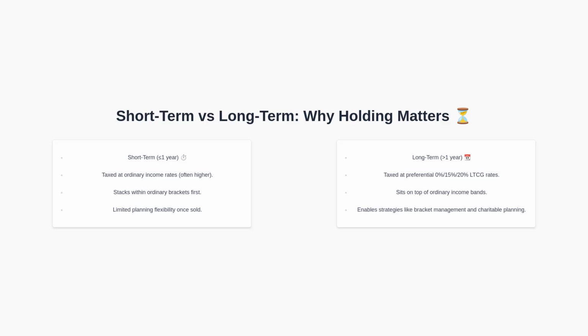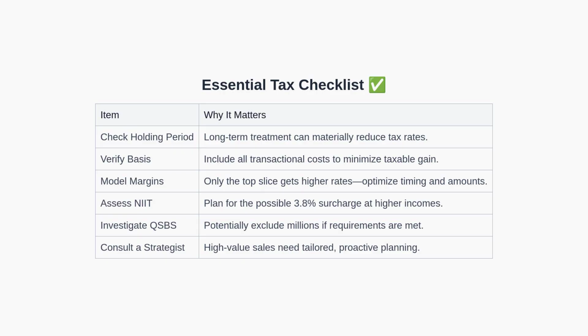Long-term gains sit on top of ordinary income and enable strategies like managing brackets and pairing with charitable planning. After that, use this essential checklist. First, check your holding period, because qualifying for long-term treatment can significantly reduce taxes. Second, verify your basis by including all transactional costs to minimize your taxable gain.